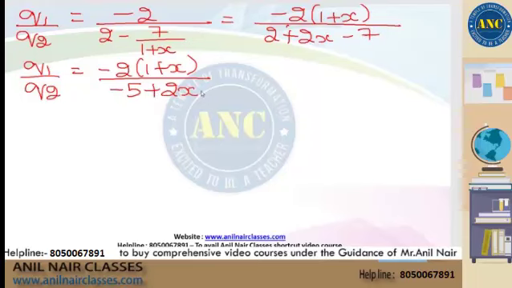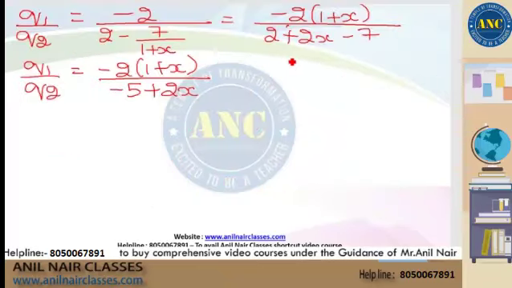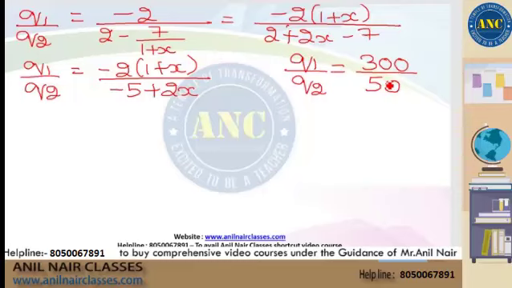But can I also say that 300 ml of mixture from vessel 1 is taken, 50 ml of water from vessel 2 is taken, and they are mixed. That means I can also say that Q1 by Q2, the first quantity taken to form the third mixture is 300 ml, the second quantity taken is 50 ml. So Q1 by Q2 is also equal to 300 by 50, which is nothing but 6 divided by 1.